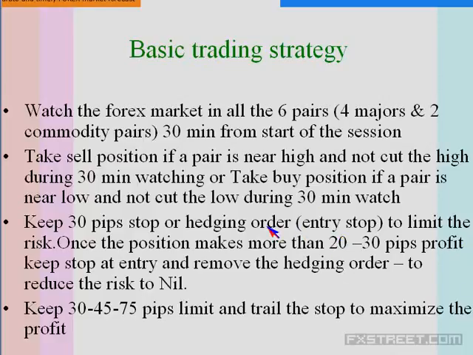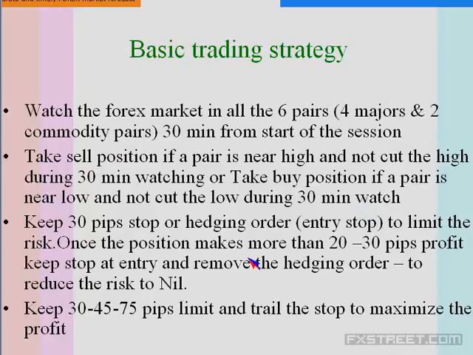So once you keep the hedging order, then you try to see that you are able to keep stop at entry. Till such time, you will be keeping the hedging order. Once the position makes about 20-30 pips profit, keep stop at entry and remove the hedging order. So the hedging is used in such a situation instead of a stop. Then subsequently you keep a limit. So when the hedging order is there, don't keep the limit, because if they make a whipsaw move, then you will come across an unfavorable position.